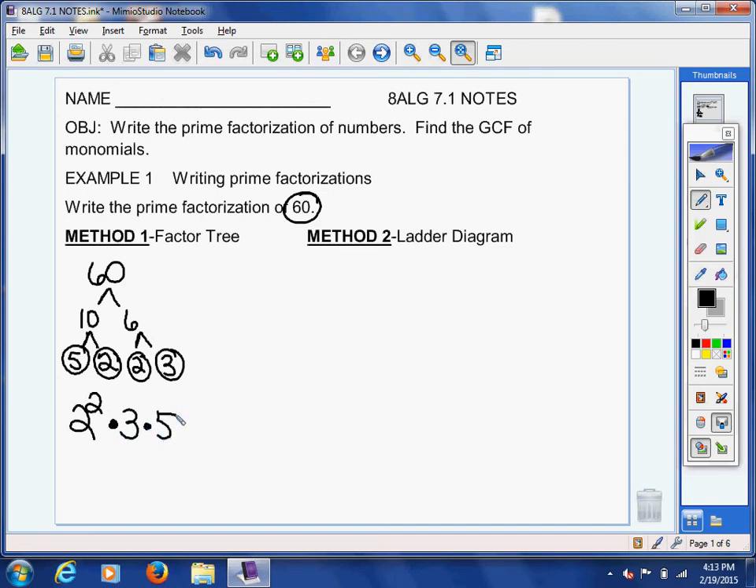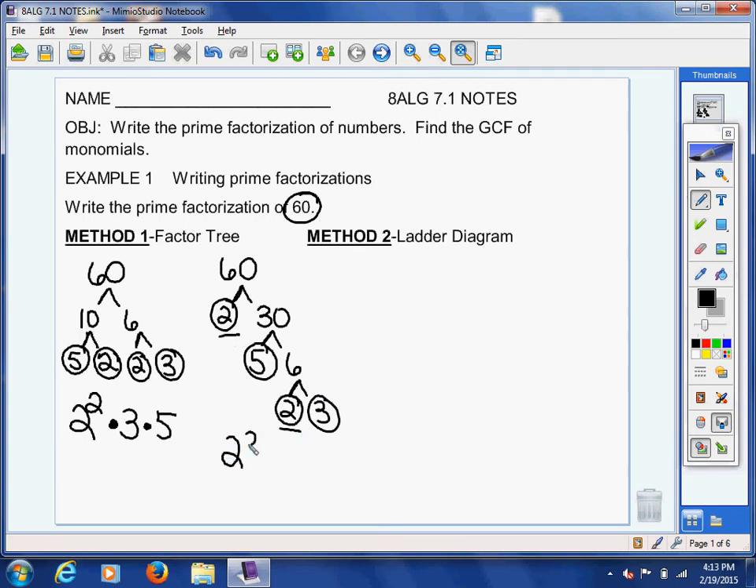Now when I do it again, I should be able to start with a different set of factors, not 10 and 6. In fact, let's do 2 times 30. I can circle the 2 because that's prime. 30 is not prime. So I'm going to keep going. So 30 I know is 5 times 6. Circle the 5. And 6 I can break down to 2 times 3. And as you can see, again, I've got 2 2's, so that's 2 squared, times a 3, and times a 5. And those are my prime factors.